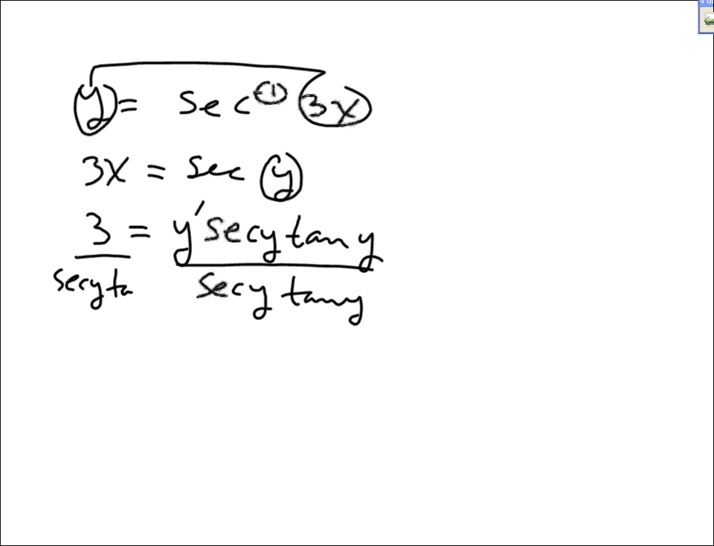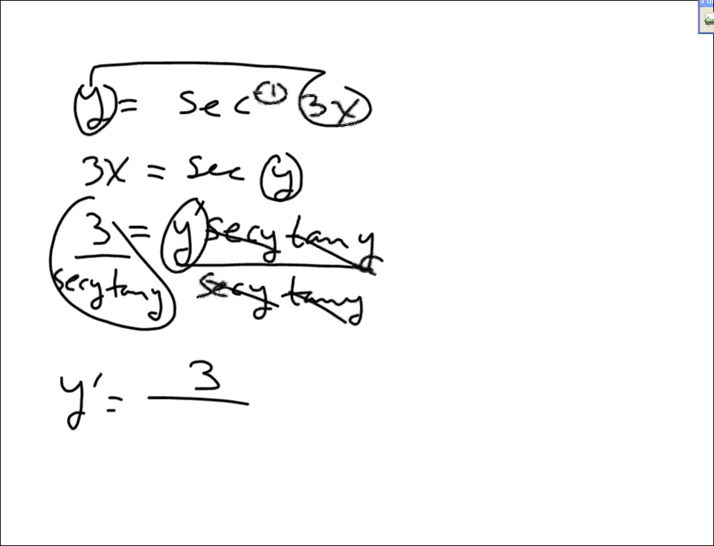Secant y, tan y. When it comes to the right-hand side, all we have is y prime. And that's why we divided by what we did. We just wanted y prime. And it equals the left side, 3 divided by secant y times tangent y.